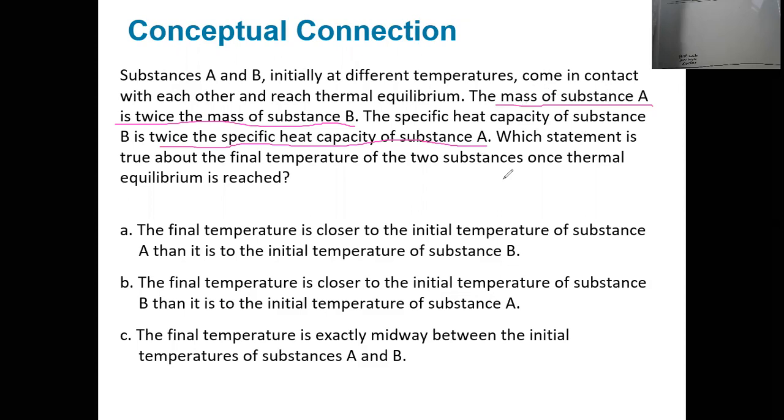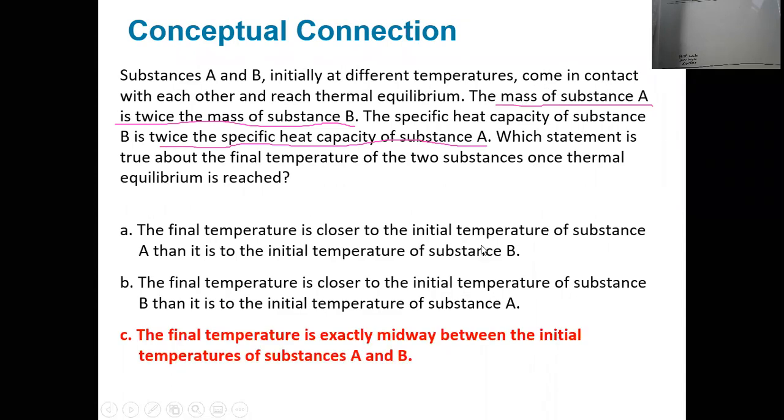When we think about Q equals mCΔT, that means that the final temperature that's going to be reached between the two of them is going to be like a cancellation, right? That final temperature value is going to be exactly in between the temperatures of the initial substances, because they are losing and gaining temperature the exact same way.